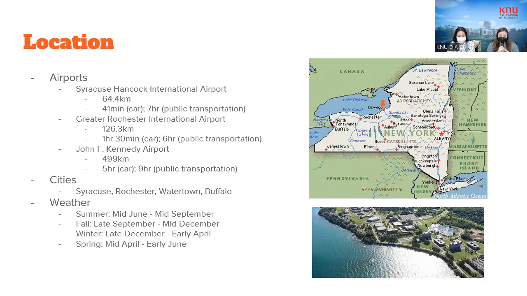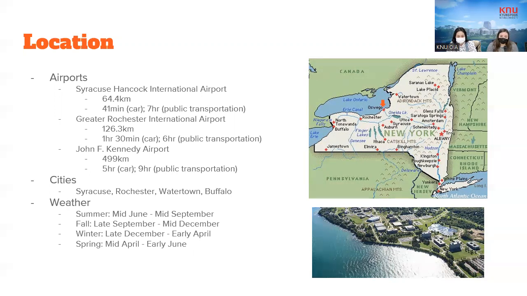So the closest airports that we have are in Syracuse, which is just about here, probably middle of New York. And then we have Rochester, which is again by the lake a little bit further down. And then in New York City, we have John F. Kennedy. So these are the types of airports that are nearby in New York State. And it's about 41 minutes for the closest airport by car, so public transportation isn't used as much in the US. So just be aware of these types of things if you plan to travel within the US at Oswego or other universities. The closest cities to Oswego are Syracuse, Rochester, Watertown, Buffalo.